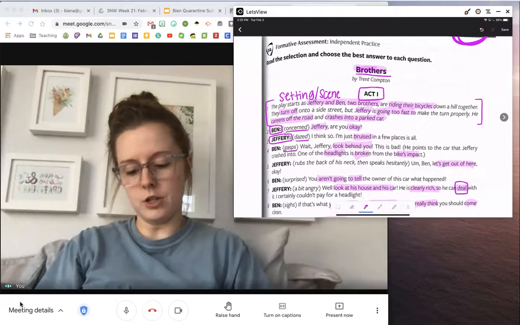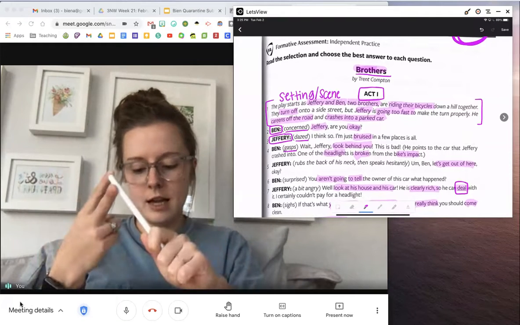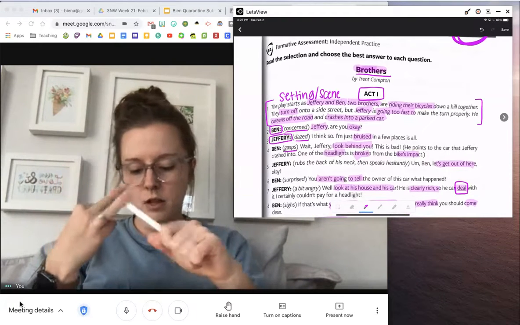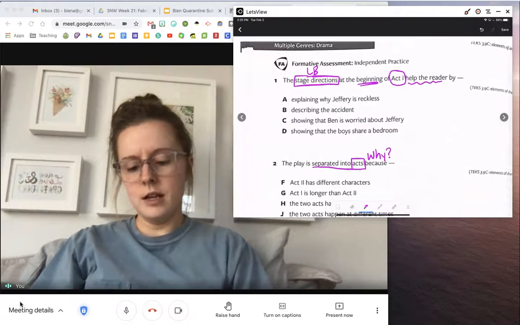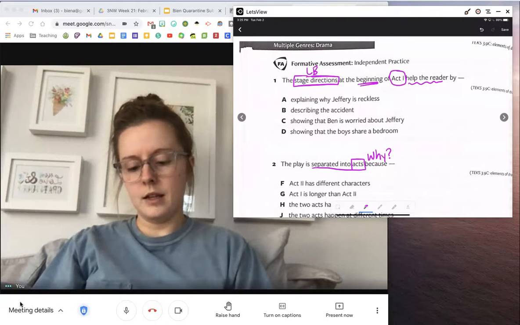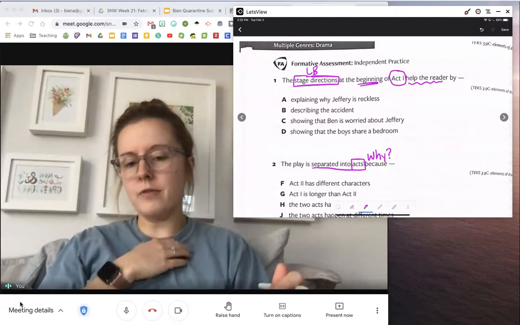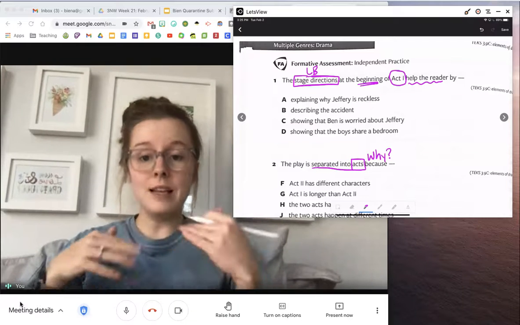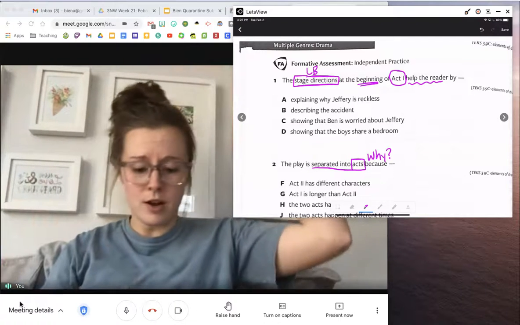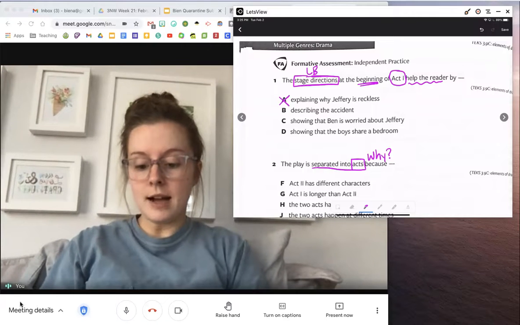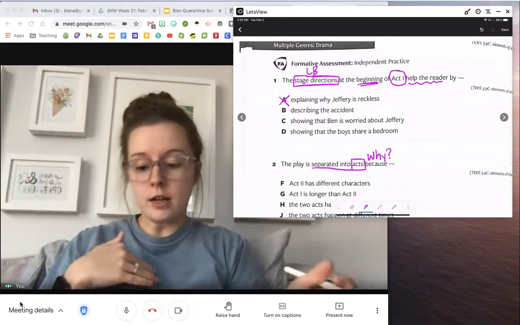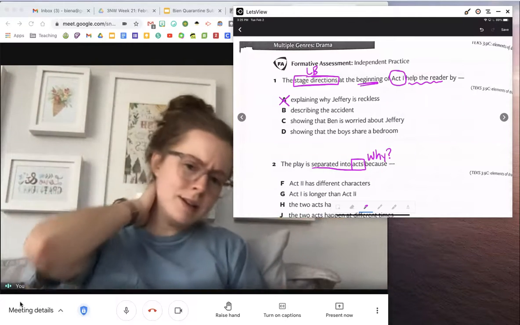So the stage directions. Concerned, dazed, gasps, rubs the back of his neck. So are those things explaining why Jeffrey is reckless? Like, are they telling me why he's like, woo, I don't care? Are they describing the accident? Like, he was shocked and then he was hurt and now he's rubbing his neck.